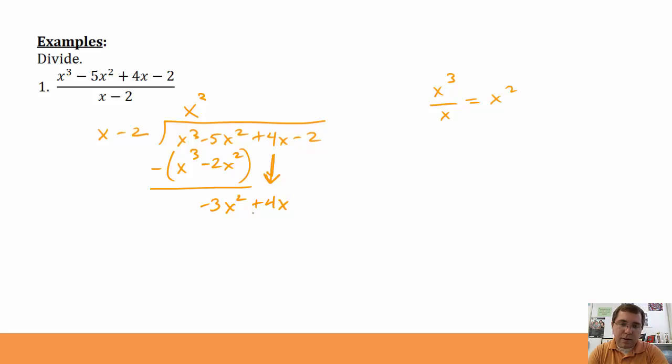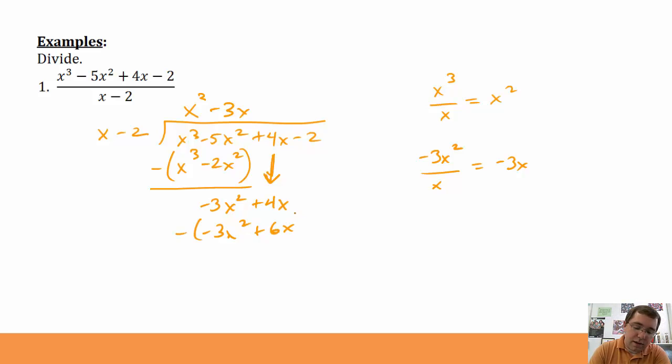And I take the highest power term underneath, which is negative 3x squared, and I divide it by the highest power term outside, which is x. So I divide negative 3x squared by x, and I get negative 3x. So I write that on the top, minus 3x. I take what I just wrote on top, the minus 3x, multiply it by x minus 2, and write it down below. That's negative 3x squared. Negative 3x times negative 2 is positive 6x.